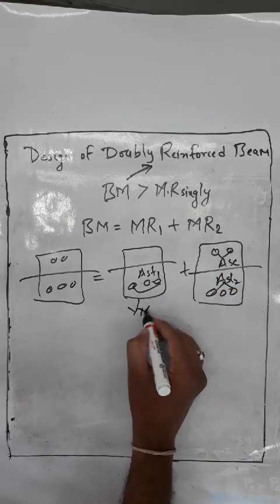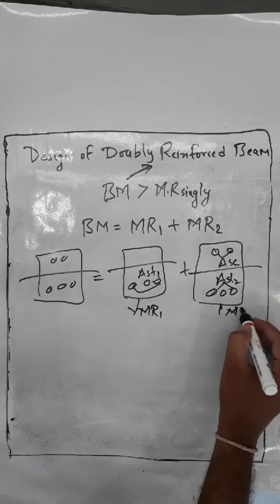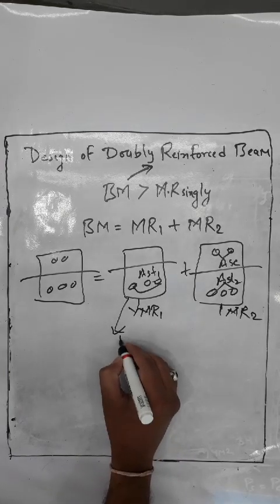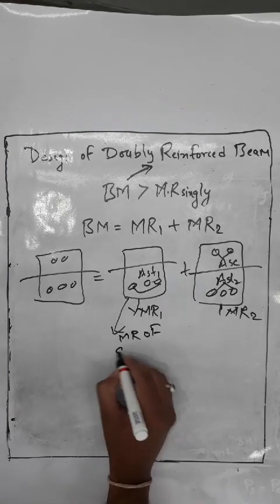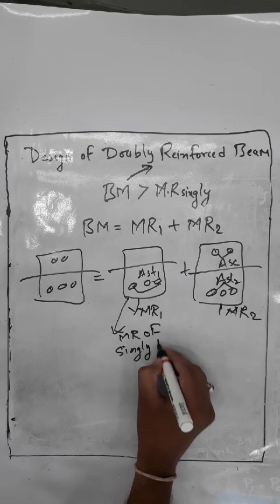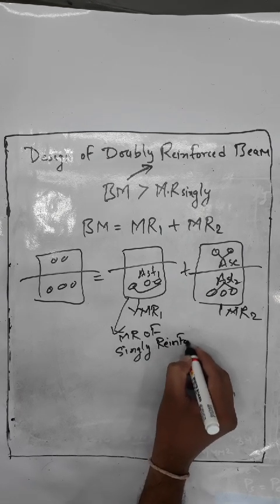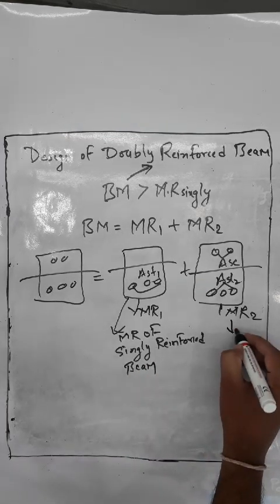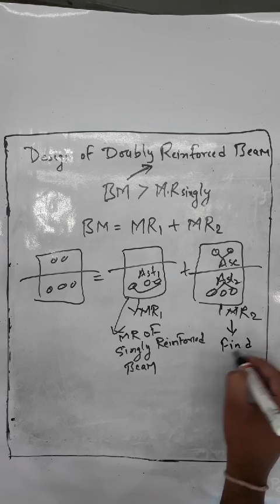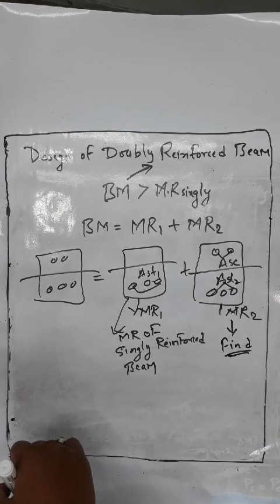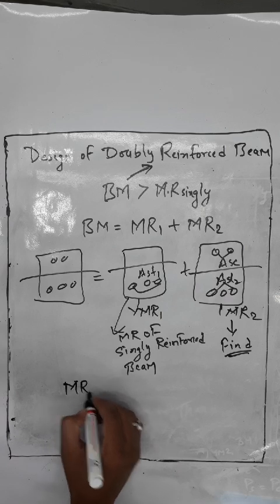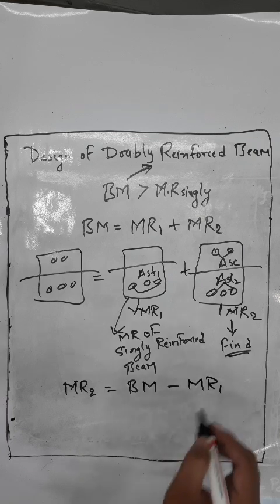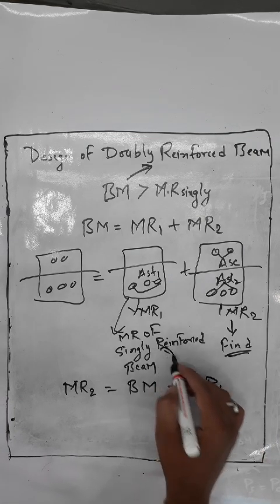So this is our MR1 and this is our MR2. MR1 is nothing but the MR of a singly reinforced beam, and MR2 we have to find. So how do we find MR2? MR2 is equal to bending moment minus MR1, and MR1 is the MR of the singly reinforced beam.